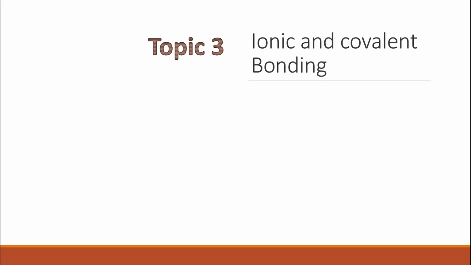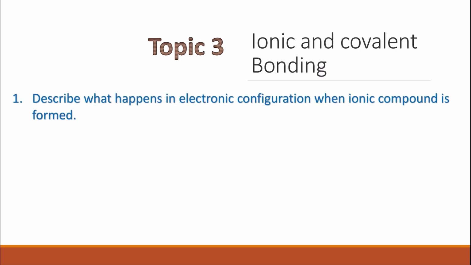Ionic and covalent bonding, this is a guaranteed question in your exam. The most common thing that they like to ask about in the exam is to describe what happens in the electronic configuration when an ionic compound is formed. Remember, when you answer this question, you need to refer to the fact that the metal would lose electrons and the non-metal will gain electrons. They will form ions, and then you need to refer to the ratio between the metal and non-metal in the ionic compound.